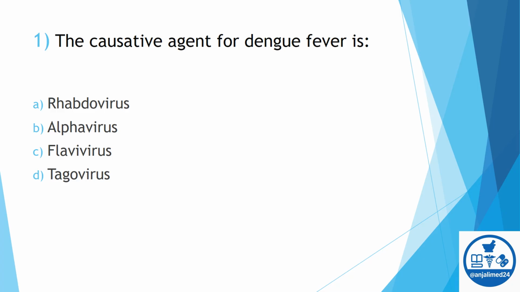Dengue belongs to the family Flaviviridae and the genus is Flavivirus. Basically, it has 4 serotypes, DEN 1 to DEN 4. An infection with one serotype provides lifelong immunity only against that particular serotype.